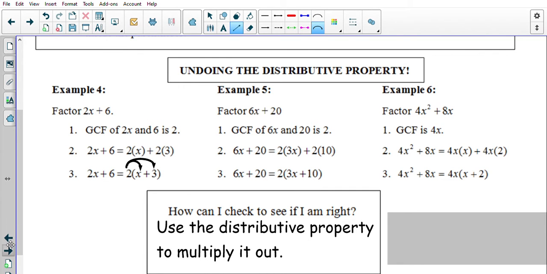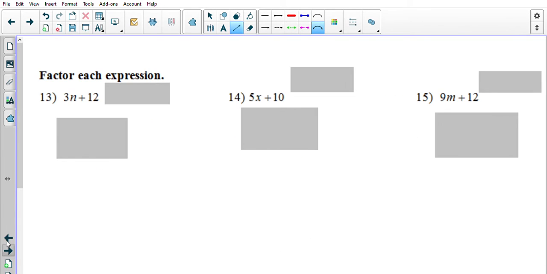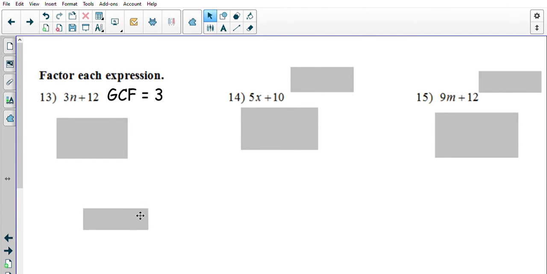So let's get right into some examples. I also have an extra practice sheet for this lesson, so you'll get a chance to practice this both in class and on your own if need be. So number 13, we have 3n plus 12. My greatest common factor is 3.